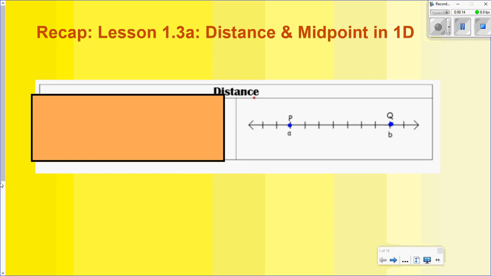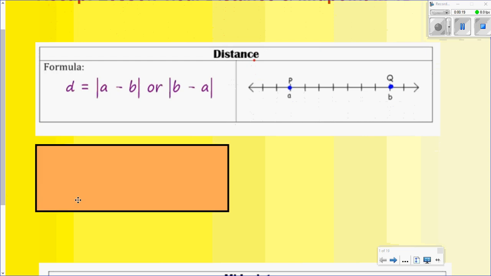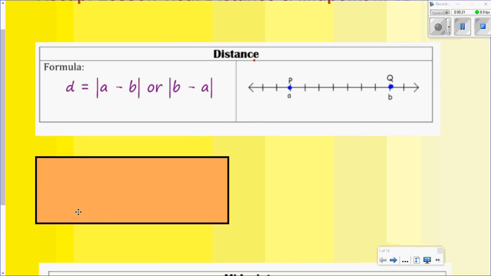So there were two formulas that you learned for one-dimensional distance, which is d equals the absolute value of a minus b, or the absolute value of b minus a. Don't forget the absolute value sign, because that tells you that if there's a negative number, you need to turn it into a positive, because distance is measured as a positive value, not negative.